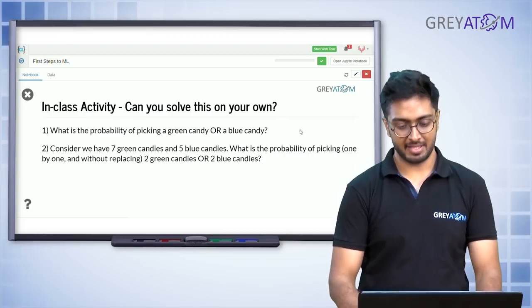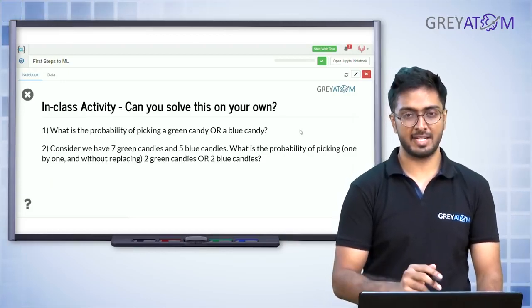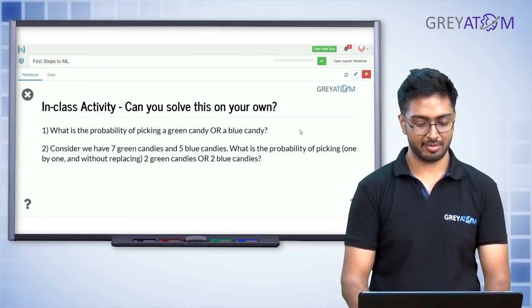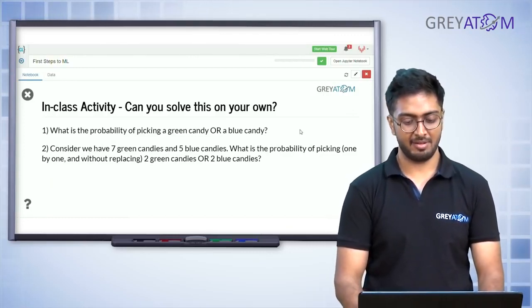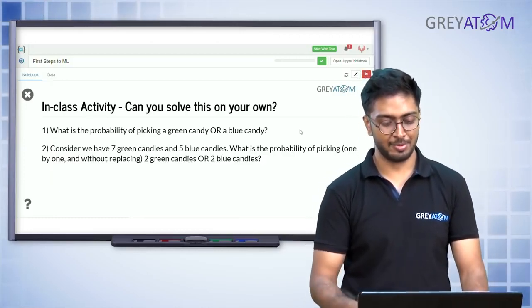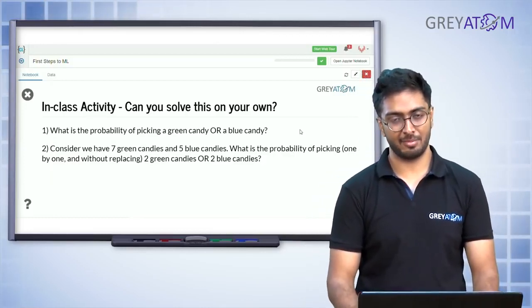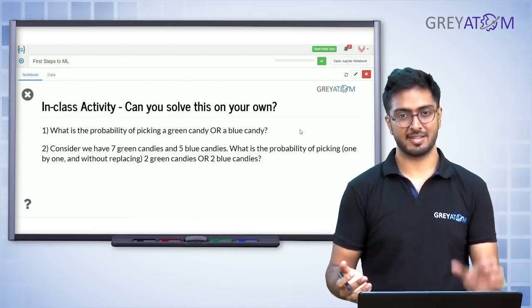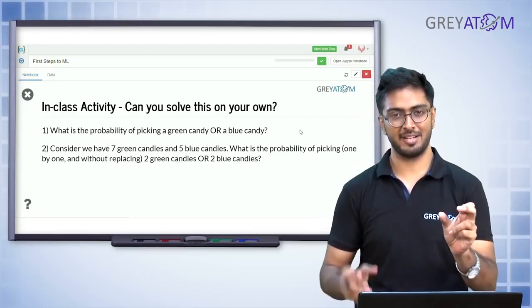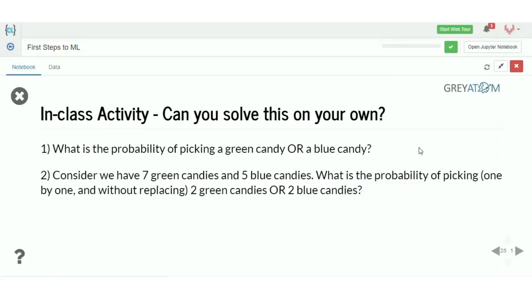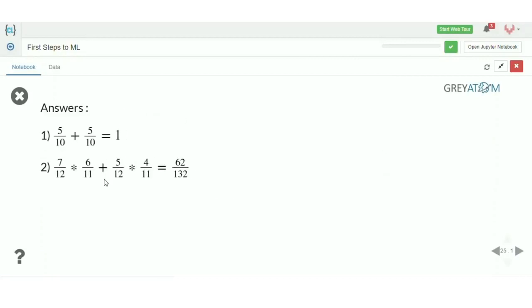So that's something that we know. First we calculate 2 green candies, these are dependent events. So we know the probabilities of both of them. So that is 7 by 12 into 6 by 11, right? And 2 blue candies would be 5 by 12 into 4 by 11. And these are OR, so these are mutually exclusive events, right? It could be 2 green or 2 blue, so there's no way it can match. So that's perfectly fine, and we just directly add them. And we get 62 by 132.